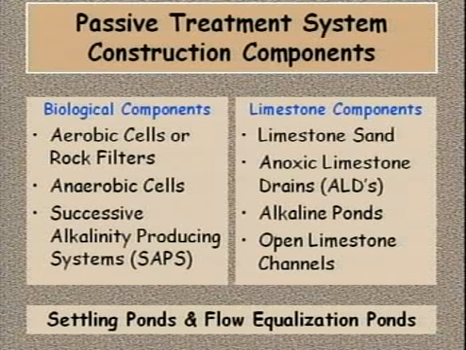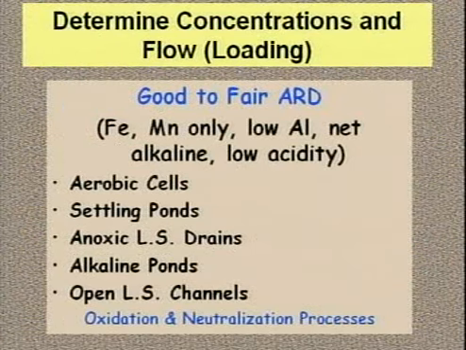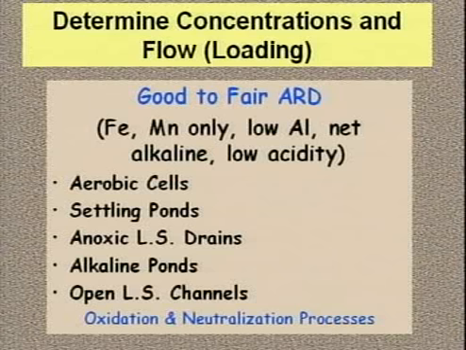Now, we don't have enough time here to provide design criteria for each of these, but we can provide some guidance as to which ones are the most appropriate for given situations. Now, remember, calculate the loading. You're going to need it to design these cells, but what kind of cells do you need? Let's just say for what I'd call fair to good quality ARD, which might have iron and manganese only, and say low aluminum and net alkaline, low acidity.